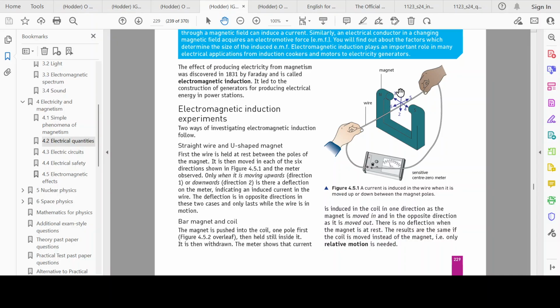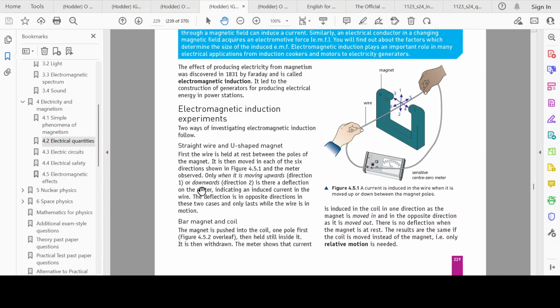So the direction in which the wire is moving across, cutting through the magnetic field, is going to cause the deflection, and going back is going to cause deflection in the other direction, because the flow of the current reverses.